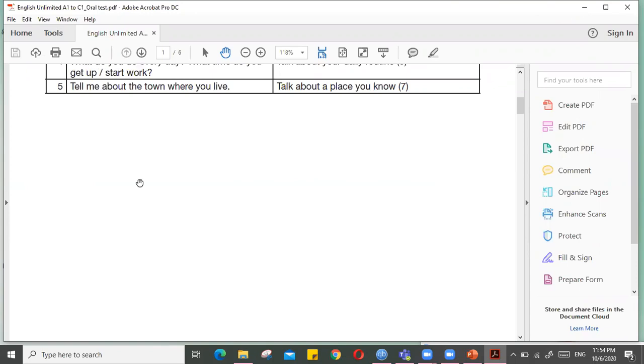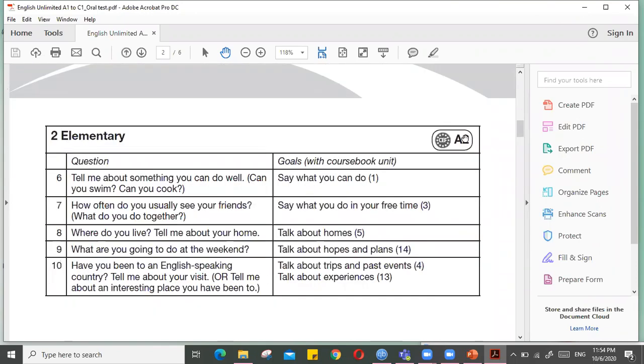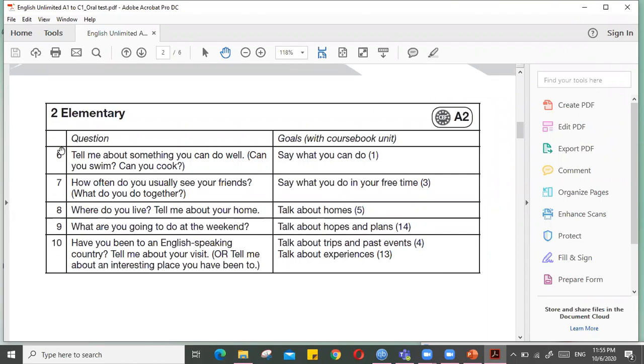Let's move on to the elementary level, which is A2. Here we have questions 6 to 10, and they range in difficulty. If you ask your student question 6, for example, to talk about something they can do very well, like swimming or cooking, they're supposed to express this. If they get stuck, no problem, just move on to question 7 and check if they can perform it well, because the level of difficulty increases from one question to another.